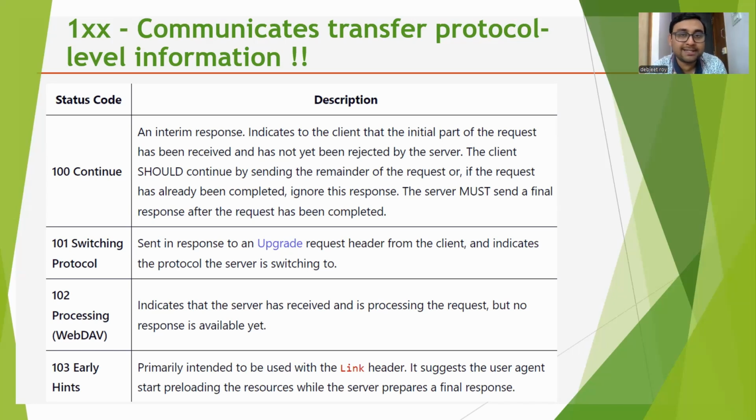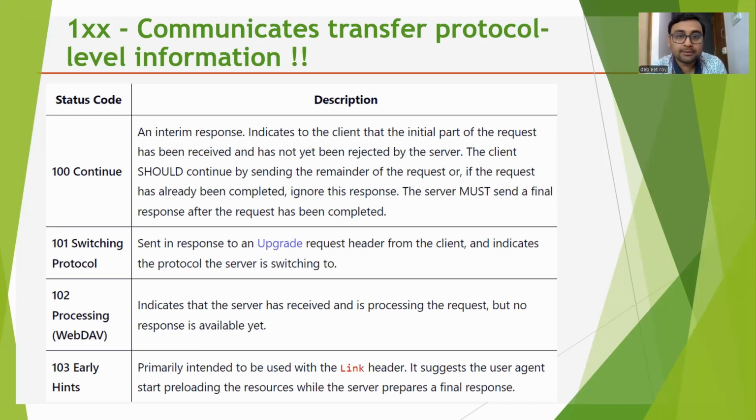Then 103 is Early Hints. It is linked with the Link headers. It suggests to the user agent to start preloading the resources while the server prepares a final response. So these are the 1xx codes, which represent communication with respect to protocol transfer.